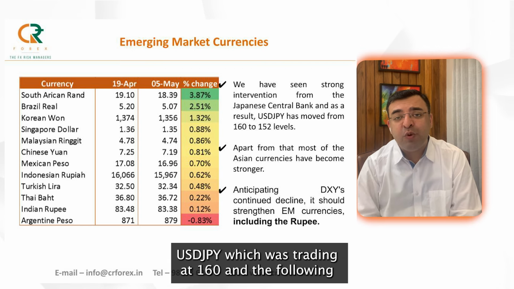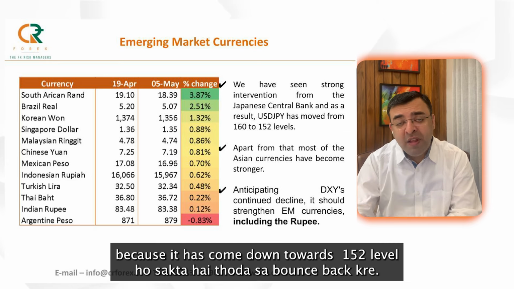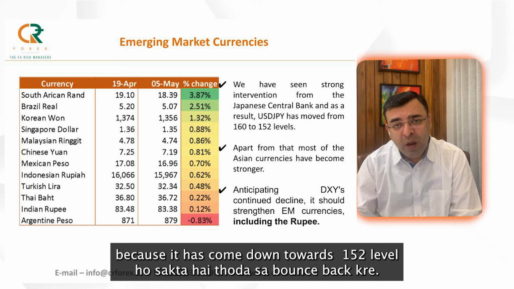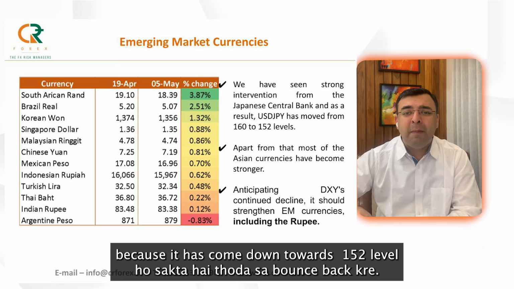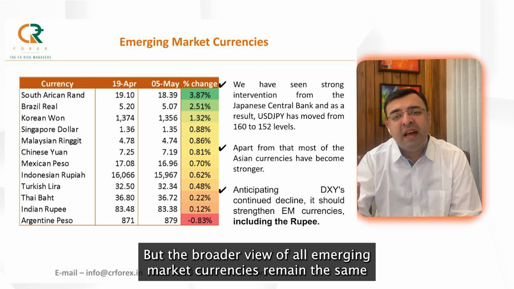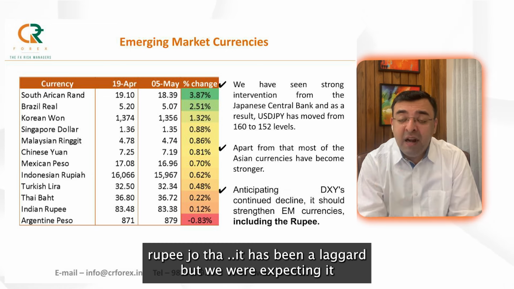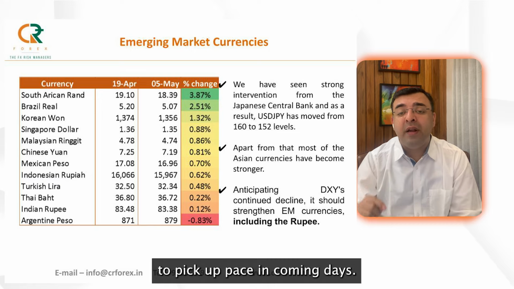USD JPY, which was trading at 160 kind of a level, strong intervention has been there from Bank of Japan side, because of which it has come down towards 152 level. It may bounce back a little, but the broader view of all emerging market currencies remain the same. Rupee, it has been a laggard, but we are expecting it to take a pace in coming days.